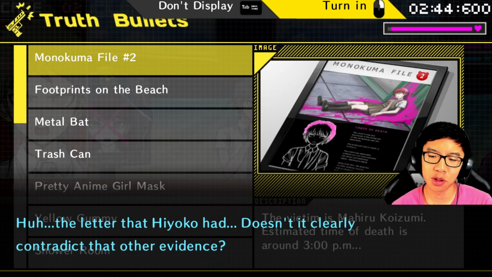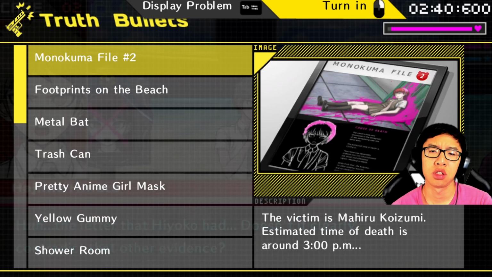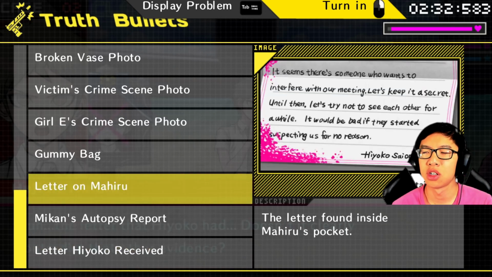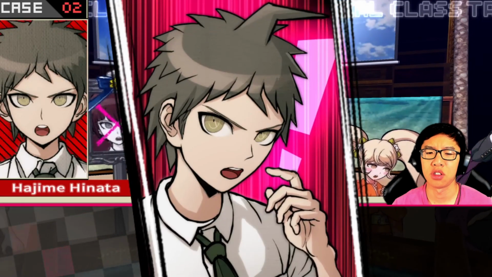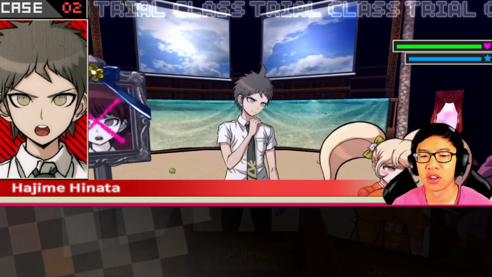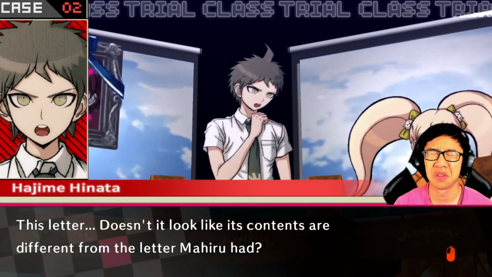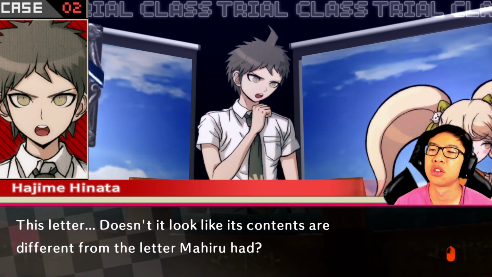The letter that Hiyoko had, doesn't it clearly contradict the other evidence? What? This letter, right? No. This letter. It clearly contradicts the other one because it's different meeting times. I can prove it with this. This letter. Doesn't it look like its contents are different from the letter Mahiru had?